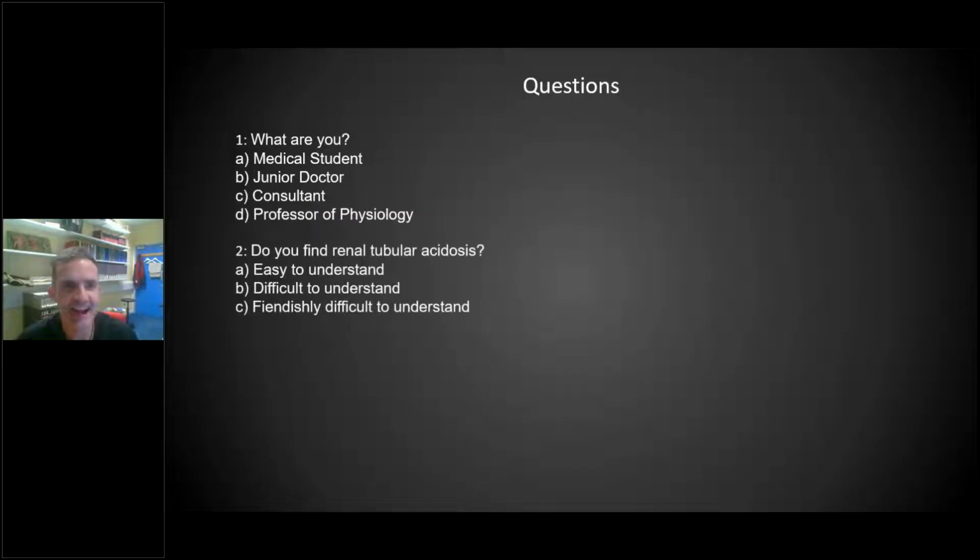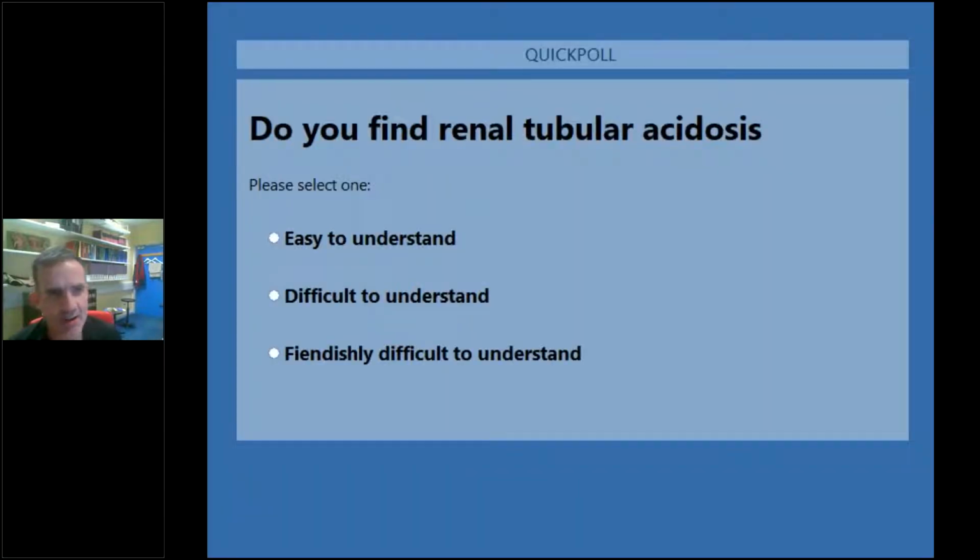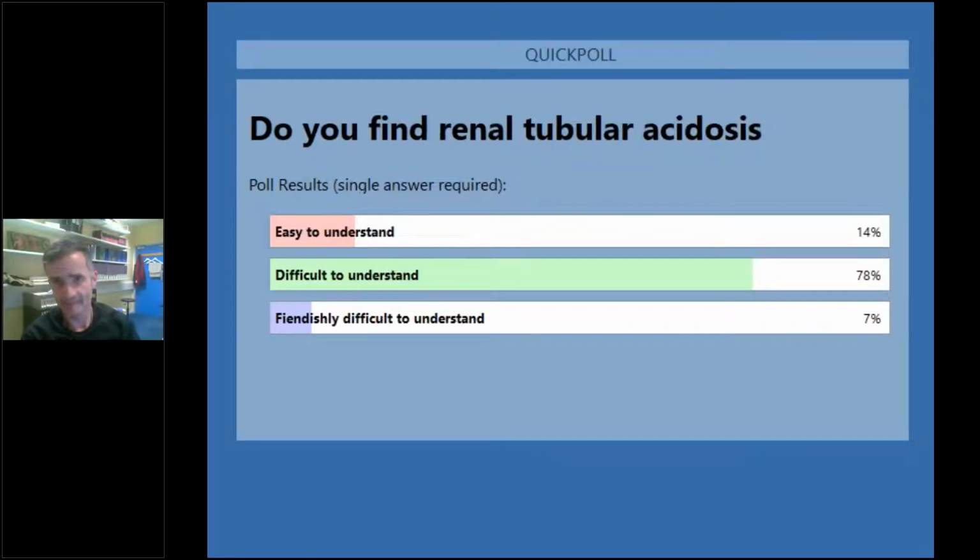The next question is, how do you find renal tubular acidosis as a subject? Do you find it A, easy to understand, B, difficult to understand, or C, fiendishly difficult to understand? Fiendishly means extremely difficult. Like the devil himself. Okay, well, 40% find it easy, 78% find it difficult, and 7% find it extremely difficult.